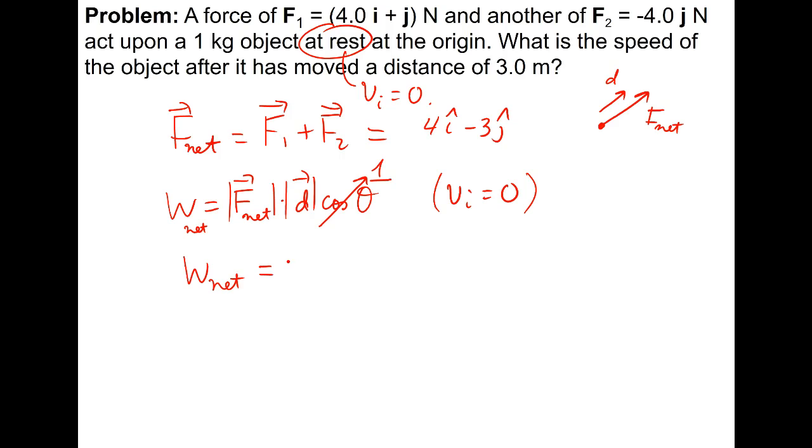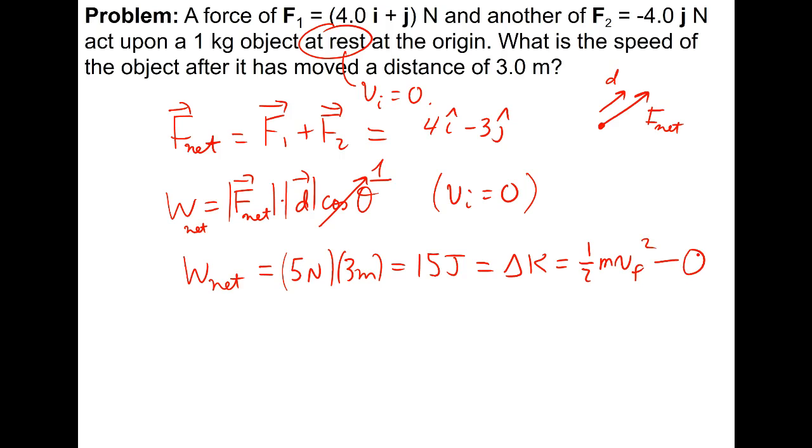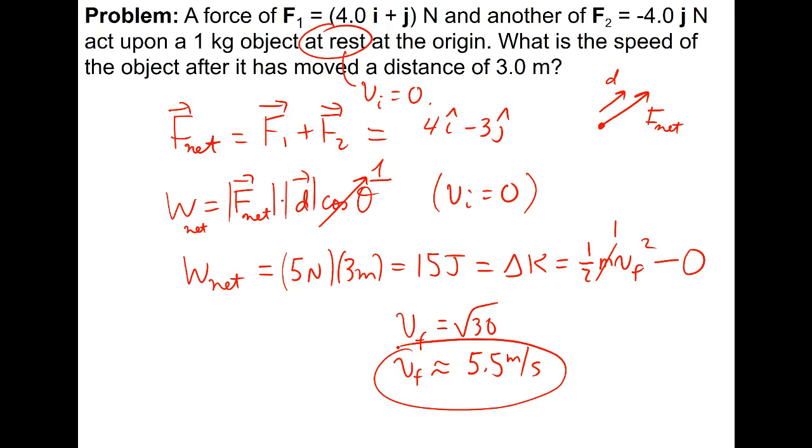Now F net, the magnitude of that is 4 squared plus 3 squared, square root is just 5 newtons. And the distance that it travels is 3 meters, so that's going to be 15 joules. But that's going to be equal to the change in kinetic energy, which is 1/2 m v final squared minus 1/2 m v initial squared, which is 0. Now it's a 1 kilogram object, so basically v final is going to be the square root of 30, which is about 5.5 meters per second. And again, the key to this problem was realizing that v initial is 0, otherwise it makes it a lot tougher.